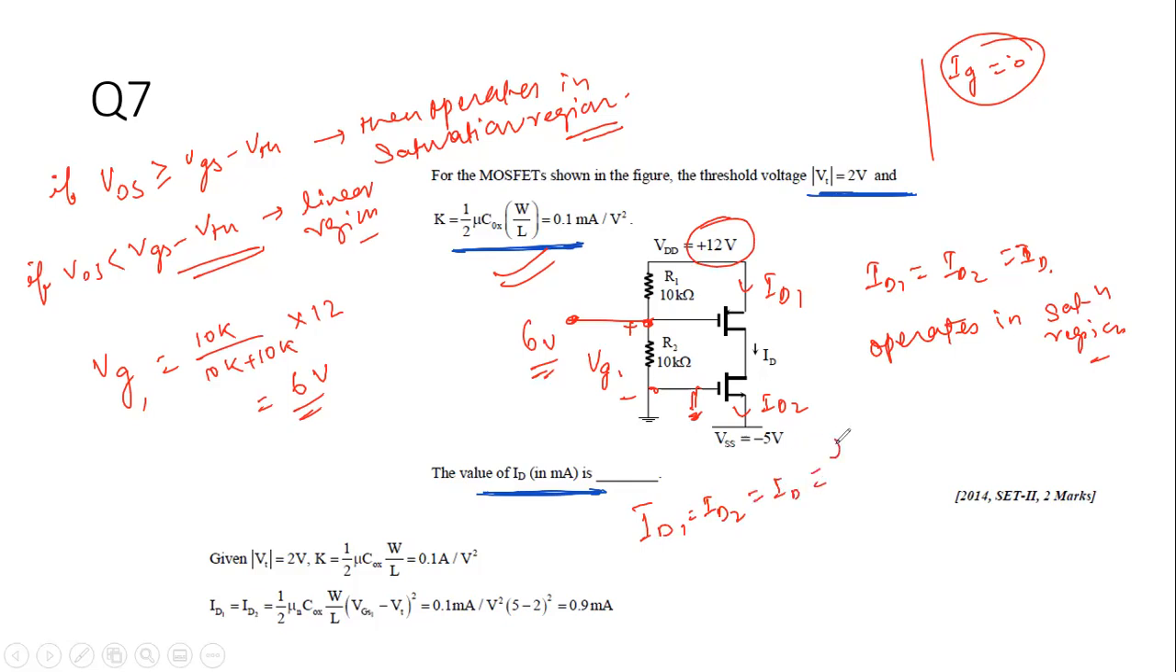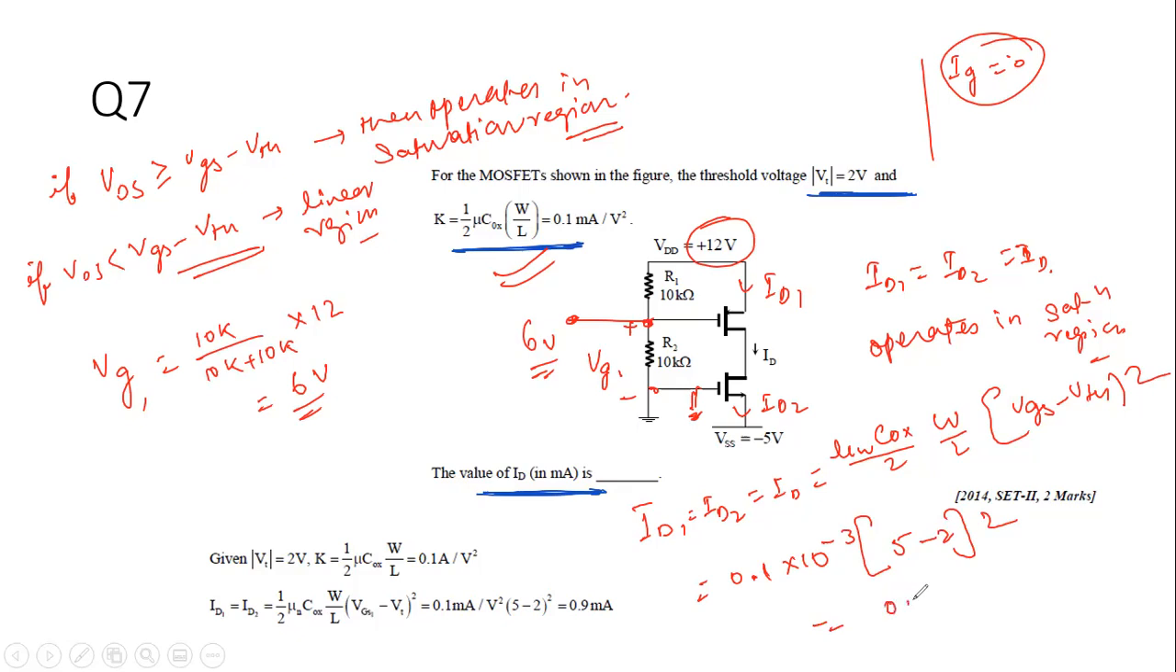ID equals mu n C oxide by 2 W by L into VGS minus VTH whole square. Just put in all the values that are given: 0.1 into 10 to the power minus 3, into 5 minus 2 whole square, and this is equal to 0.9 milliampere. The answer is 0.9 milliampere.